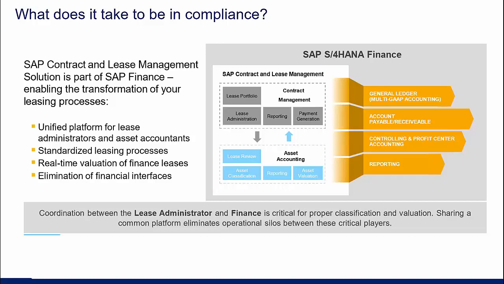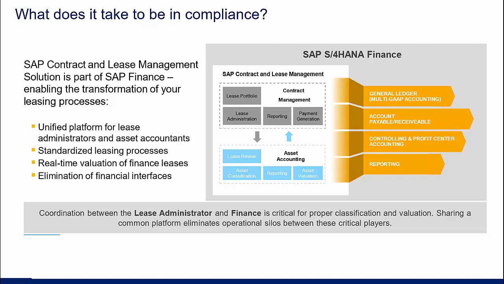Basically, any changes that are happening to the lease, the finance team needs to be notified so that they can do the remeasurement or recalculation of the cash flow for GASB 87 and GASB 96 and report to the GASB authorities. Therefore, we need to have the real-time valuation of finance and operating leases. And basically, we'll have to do the elimination of financial interface.